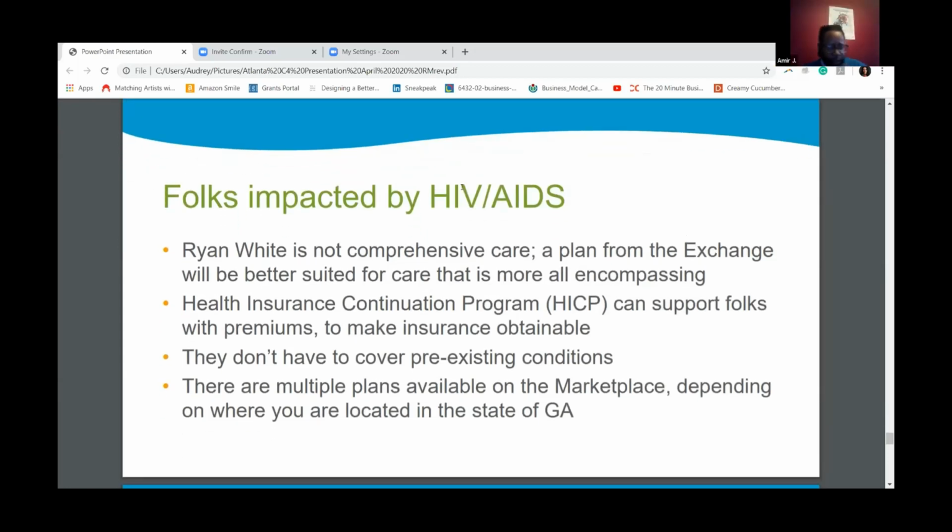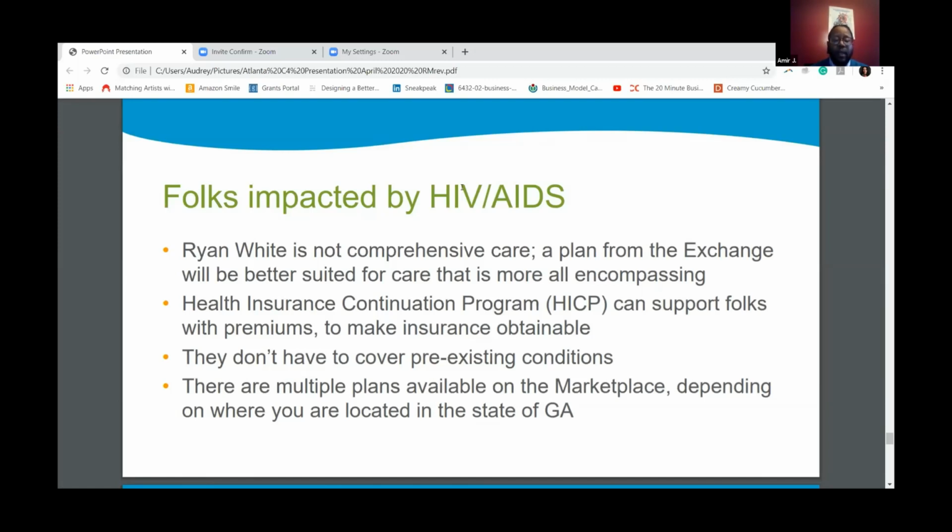So this slide is included because part of our work at the Health Initiative is to assist queer and trans folks as well as individuals that are impacted by HIV and AIDS as it relates to the Affordable Care Act. And so we wanted to share this slide today in the event you or someone you know may have Ryan White or HICP as forms of assistance for your healthcare. Both of those programs, meaning Ryan White and HICP, are specifically for folks that are impacted by HIV and AIDS.